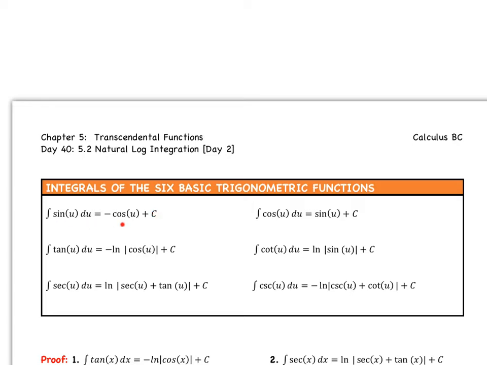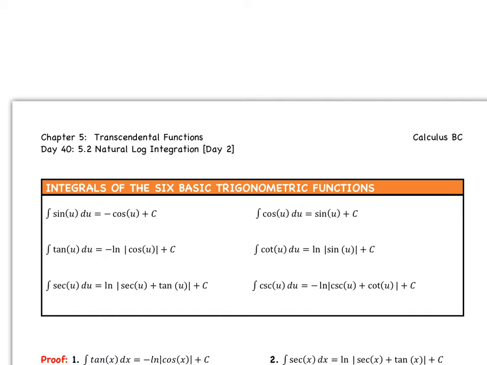The integral of sine is negative cosine plus c. The integral of cosine is sine plus c. But the others we need to essentially memorize. Okay, so make sure you familiarize yourself with these other integrals of the trig functions. Take a look at them, memorize them, know them, whatever you've got to do.